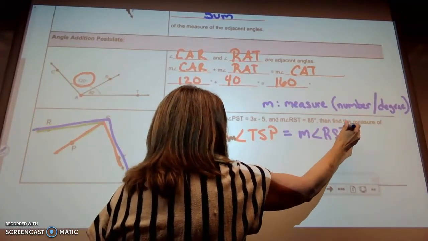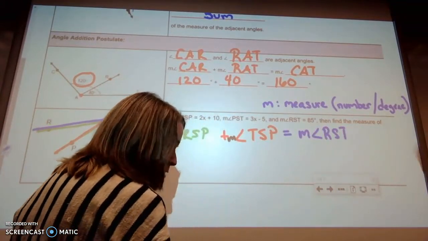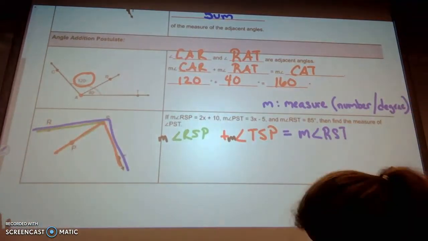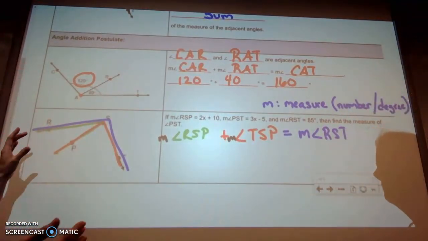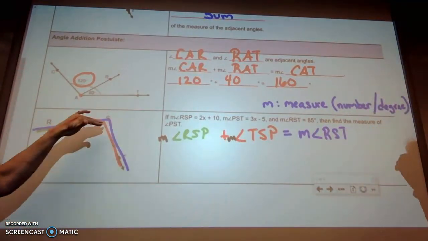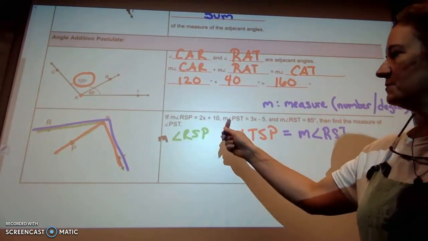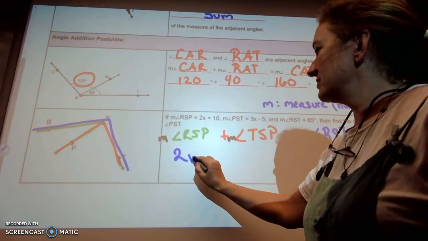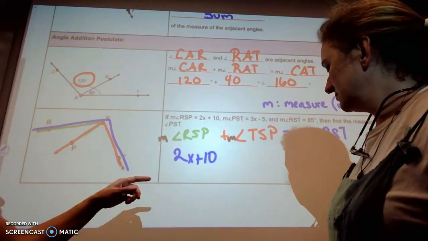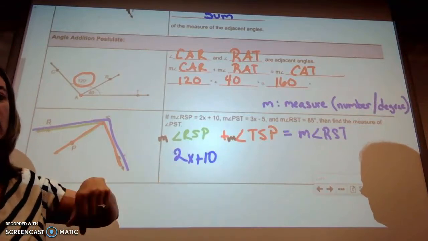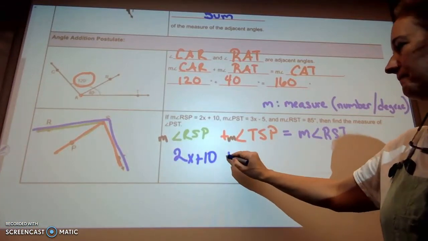So it's just like we did with the line segments. The small piece plus the small piece equals the big piece. So the small angle plus the small angle equals the big angle. Well, now we've got to substitute in what we know. Do we know anything about RSP whatsoever? Yes, we do. We know that RSP is 2x plus 10. I'm going to keep the plus sign. I think we should keep it.